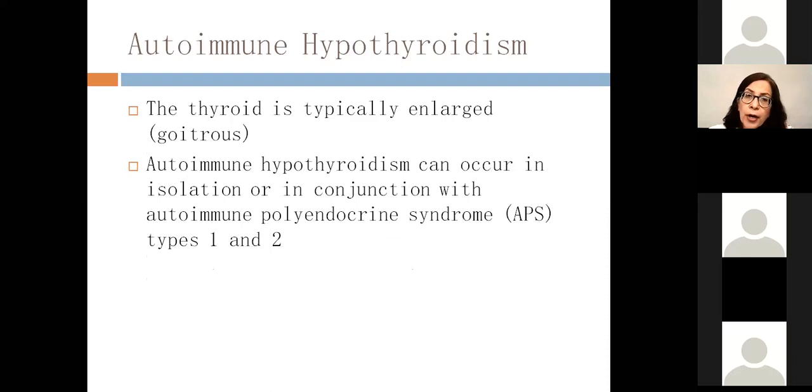The thyroid is typically enlarged or goitrous. Autoimmune hypothyroidism may occur in isolation or in conjunction with autoimmune polyendocrine syndrome, APS1, APS2. This we will discuss when we discuss the adrenal gland, because this is a syndrome of many different endocrine abnormalities. So in that also hypothyroidism can be present.